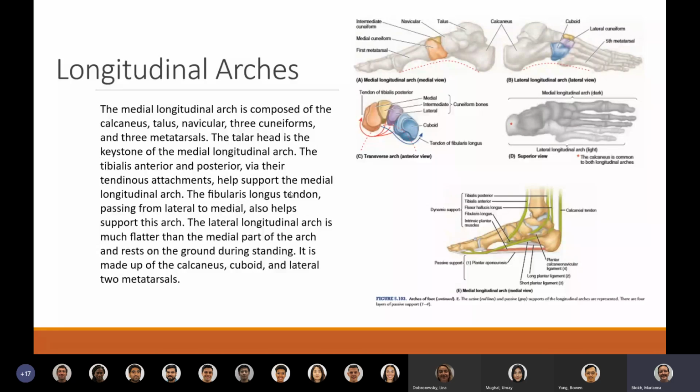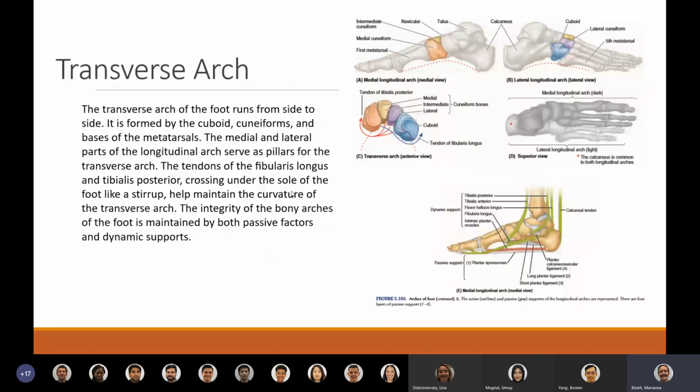The main functions of these muscles, whether they supinate, whether they pronate the foot, dorsiflex, plantarflex, but also there should have been a mention of what their function is as far as the arch, okay? And remember, the lateral longitudinal arch is flatter than the medial arch and rests on the ground during standing because we need that. Otherwise, if we are arched on both sides of the foot, we'd be in trouble. That's a really severe pes cavus foot deformity if there are arches on both sides of the foot, and that's a pathologic type of situation.